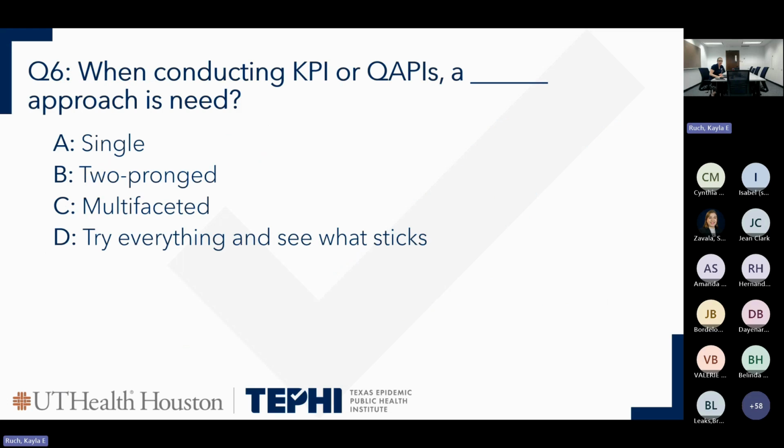And then when we are developing this key performance indicator product or QAPI, what type of approach is needed? So now we have our metrics set. Are we going to take a single approach, so only look at one of the facets? Are we going to look at 2 different departments? Are we going to look at all the departments and make it multifaceted? Or are we just going to try everything and see what sticks? Try 10 different things and hopefully 1 or 2 work. What would be the correct answer?